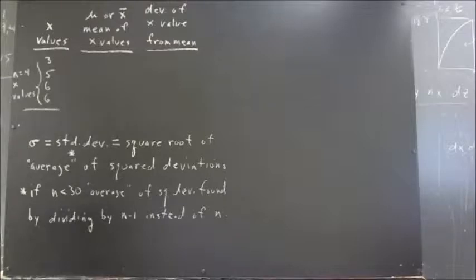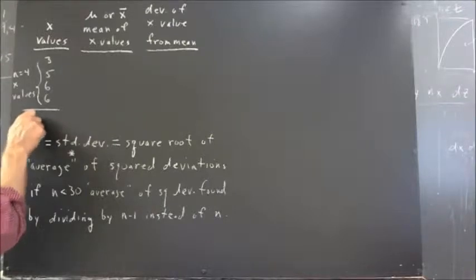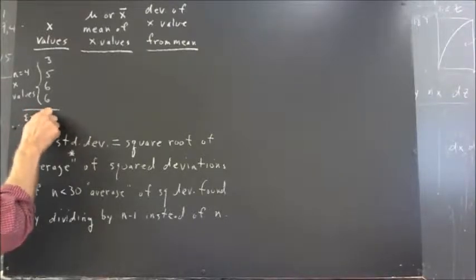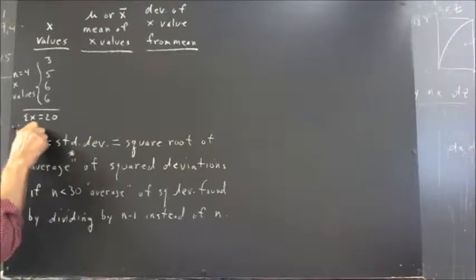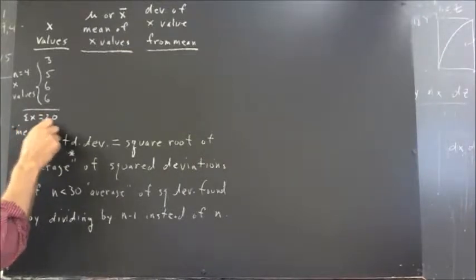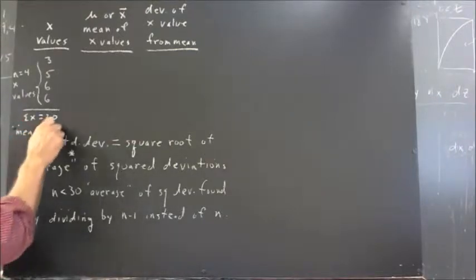Now the first thing we want to calculate is the mean of the x values. That's a very straightforward calculation. It's just the usual average. We add these numbers up and divide by 4. So 3 and 5 is 8, and 2 6s, that's 12. That gives you 20. So the sum of the x's is 20. The mean is sum of the x values divided by n.